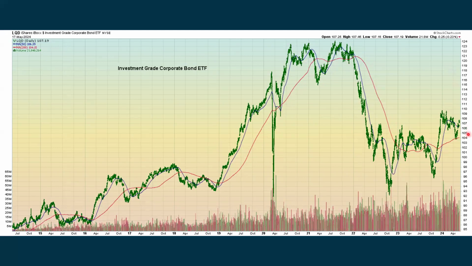These are more conservative bonds. They have a long ways to go to get back to their all-time high. They are in an uptrend.